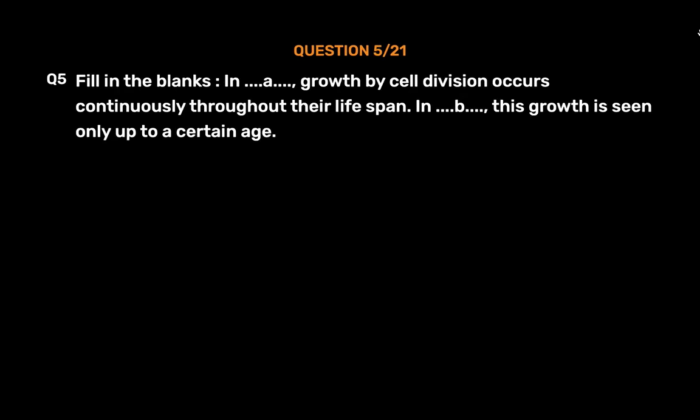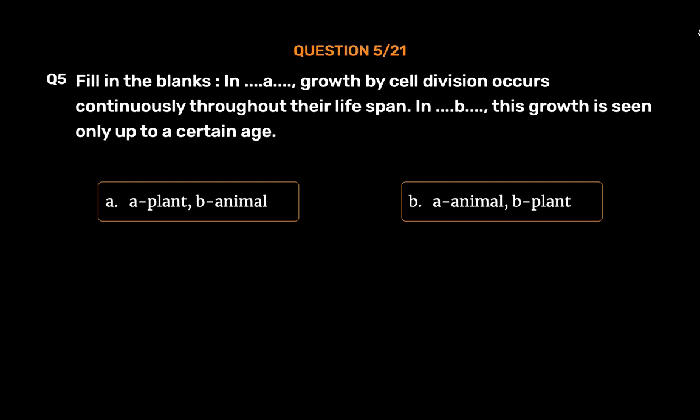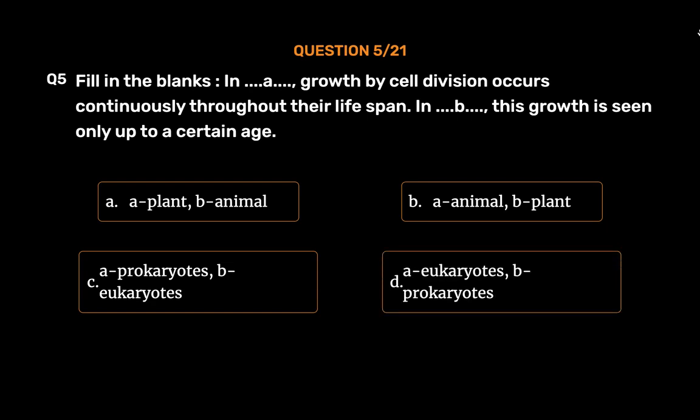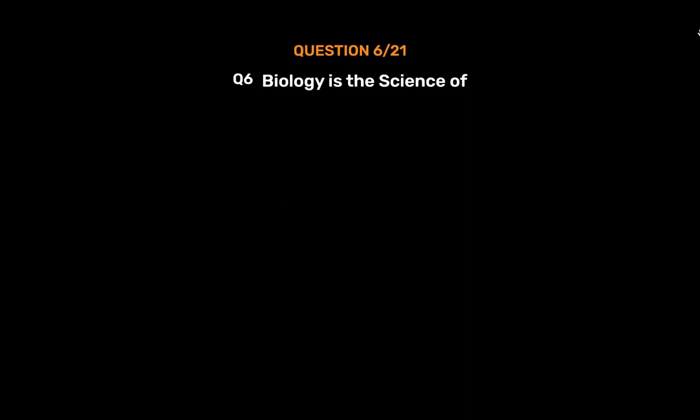Question number 5. Fill in the blanks. In A, growth by cell division occurs continuously throughout their lifespan. In B, this growth is seen only up to a certain age. Option A. A plant, B animal. Option B. A animal, B plant. Option C. A prokaryotes, B eukaryotes. Option D. A eukaryotes, B prokaryotes. The correct answer is Option A. A plant, B animal.